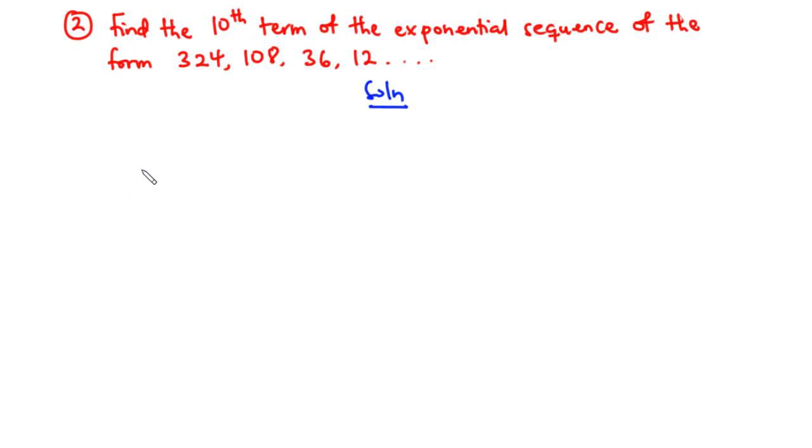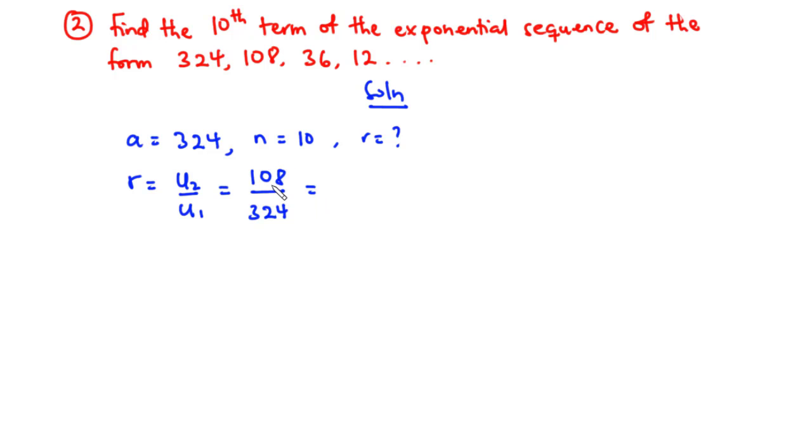Now, from this exponential sequence, we have the first term to be 324. We are going to find the 10th term, so n is equal to 10, and then we don't know the common ratio. Now, the common ratio is given by u2 over u1. We have u2 to be 108, and u1 to be 324. Now 108 goes into itself once, and into 324 3 times, so that is 1 over 3. So we have the common ratio to be 1 over 3.